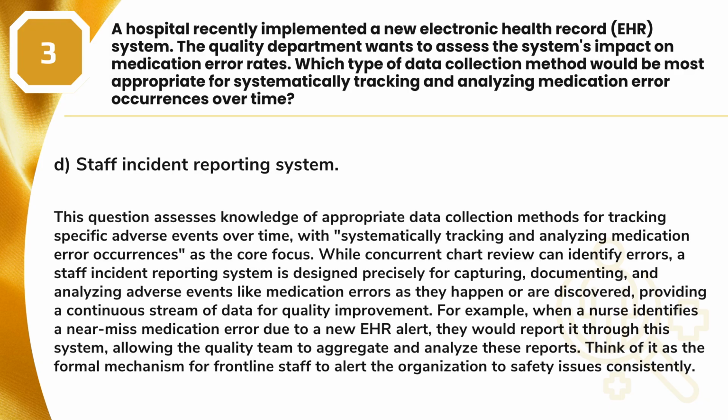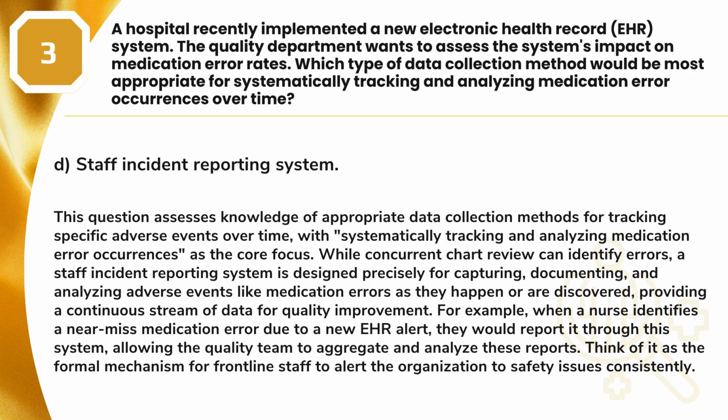Answer: D. Staff incident reporting system. This question assesses knowledge of appropriate data collection methods for tracking specific adverse events over time, with systematically tracking and analyzing medication error occurrences as the core focus. While concurrent chart review can identify errors, a staff incident reporting system is designed precisely for capturing, documenting, and analyzing adverse events like medication errors as they happen or are discovered, providing a continuous stream of data for quality improvement.